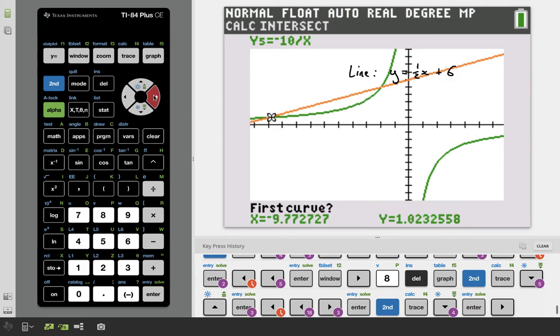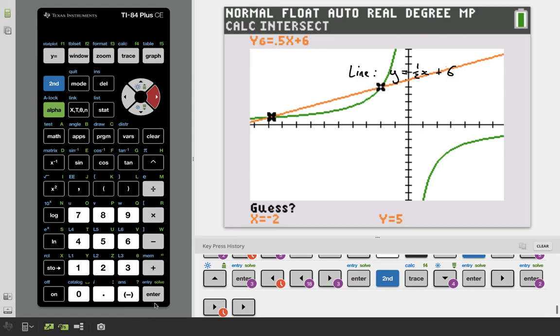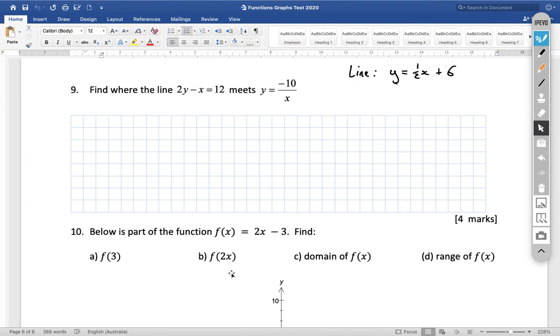Now the other one, of course, first curve, second curve. Make sure you're doing the guess. Can you see why they have the guess function now? Because there's 2 points of intersection. You've got to tell the calculator, right? X is minus 2, y is 5. Again, use the calculator. It is your friend.